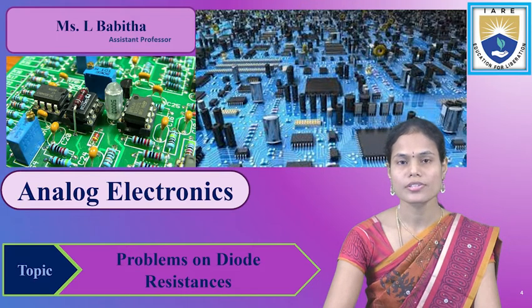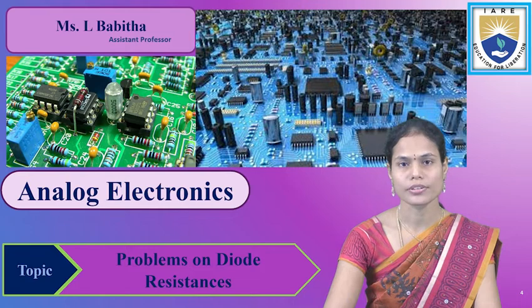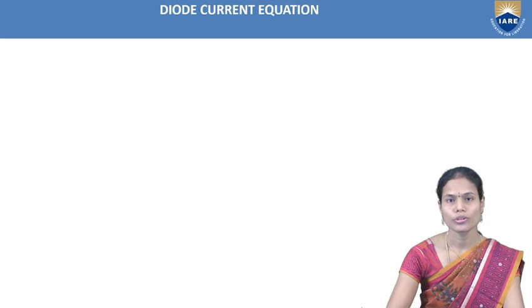In this session, I am going to discuss the problems related to diode resistance. So before going to the problems on diode, first of all, we have to know the operation of the diode when we are providing the forward bias as well as reverse bias to the diode.